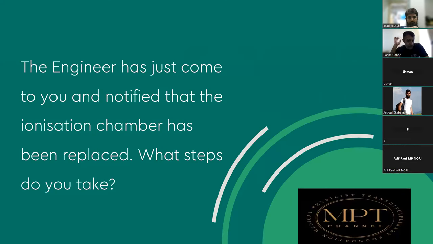All right. So the engineer has come to you and notified that the ionization chamber has been replaced. What steps do you take? I hope some of you have done this job. I know Asad has done maybe. No, I haven't done. In the Linac, the ionization chamber has not been changed. In the Linac one, I think the whole tube was changed along with the chamber, I believe. Okay. So Varian machines are so good, you mean?